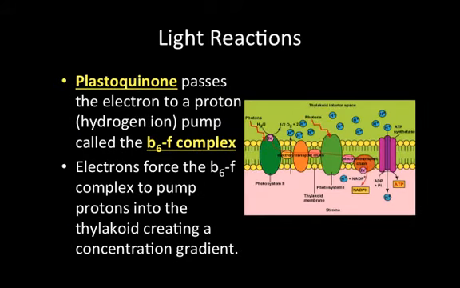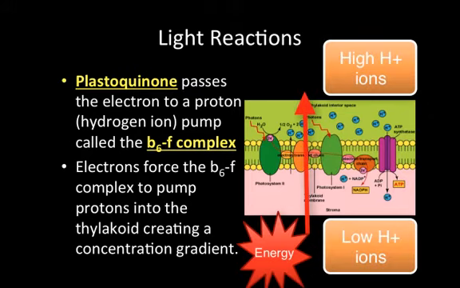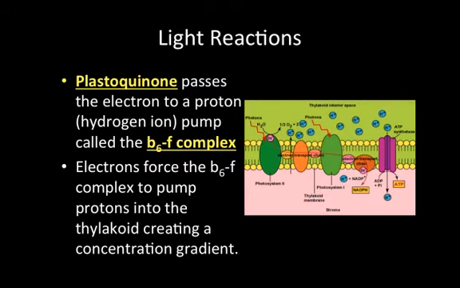The plastoquinone then passes the electron to a proton or hydrogen ion pump known as the B6F complex. Now again, I understand it's a bit complex, but understand that the purpose of this B6F complex is to pump the protons into the thylakoid, creating a concentration gradient. We're pumping them into the thylakoid, creating a high amount of hydrogen ions on the inside and a low amount on the outside. So this creates a concentration gradient where the hydrogen ions are going to want to diffuse back into the stroma. We have a high concentration on the inside and a low concentration on the outside.